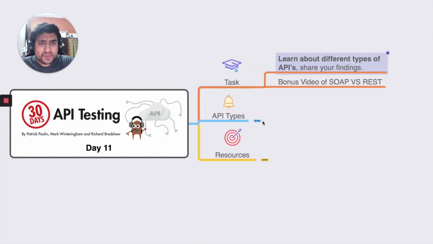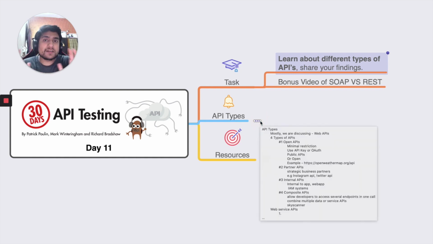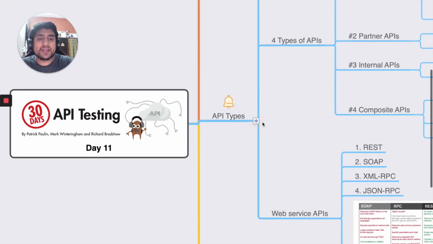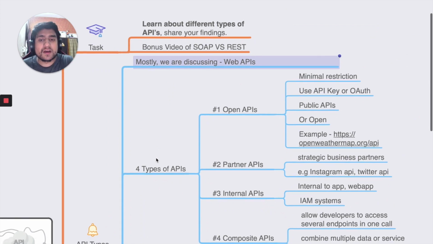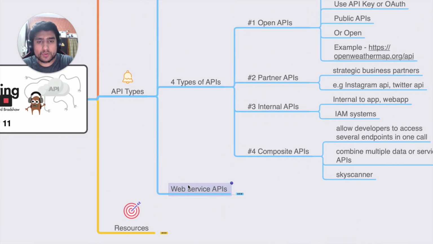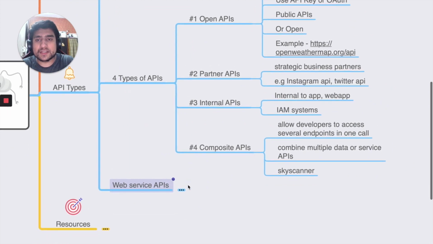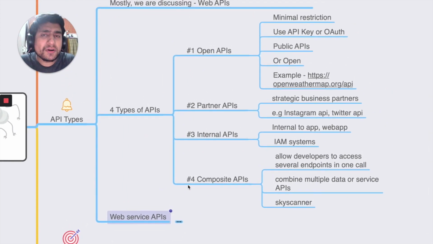All right, so the task here is that we need to discuss the different types of APIs. Most of the time we are interested in the web APIs. There are a number of APIs, but mostly we are discussing the web APIs. Let me close a few of them so you are not confused. If we talk in a generalized way, there are four types of APIs, especially with the web: open APIs, partner APIs, internal APIs, and composite APIs.